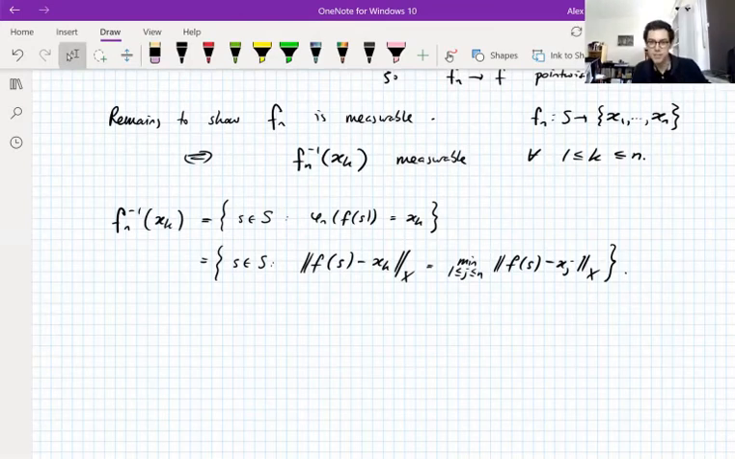Does this make sense? If you remember the definition of phi n, it should make some sense. This is a surprisingly tricky proof, I'll give you that.